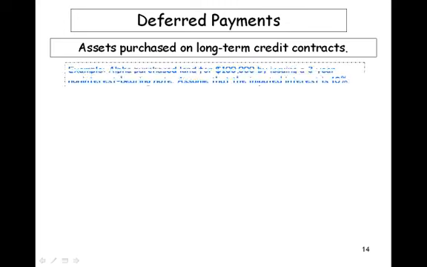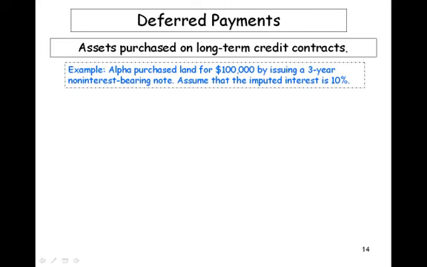The next subject we will examine is a review of non-interest-bearing notes and imputed interest. This time, we will look at interest from the liability side for purchases of assets in which payments are deferred for a long period of time. In our example, land is purchased by issuing a $100,000 non-interest-bearing note. Interest is imputed at 10%.